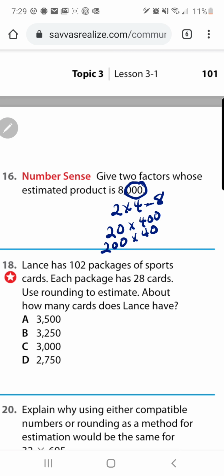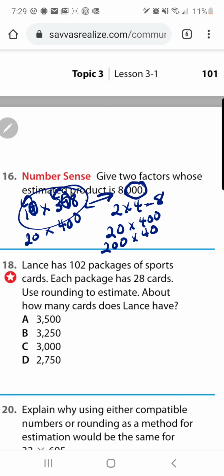Now, what actual numbers could you use? Well, what number could be rounded up to 20? 19. What number could be rounded up to 400? Well, 398. And these would give me an estimated product of 8,000 when I round them. And those of you that don't get it, well, let's just say because of that 9, that 1 goes to a 2. And then because of that 9, that 3 goes up to a 4. So there it is. You got your 2 factors, 20 times 400. And that for sure is going to give you a product or multiple of 8,000.